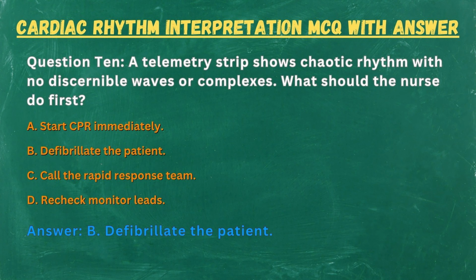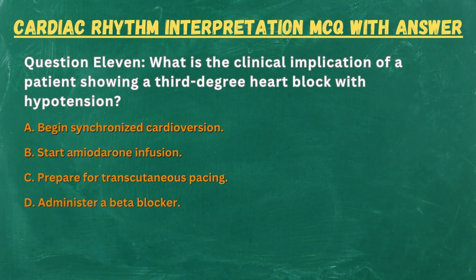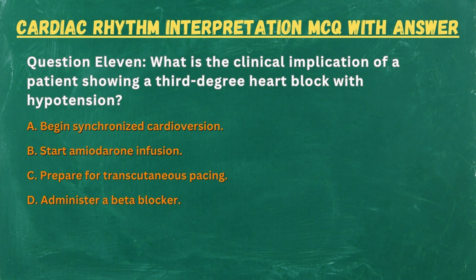Answer: B. Defibrillate the patient. Question 11. What is the clinical implication of a patient showing a third-degree heart block with hypotension? A. Begin synchronized cardioversion. B. Start amiodarone infusion. C. Prepare for transcutaneous pacing. D. Administer a beta blocker.